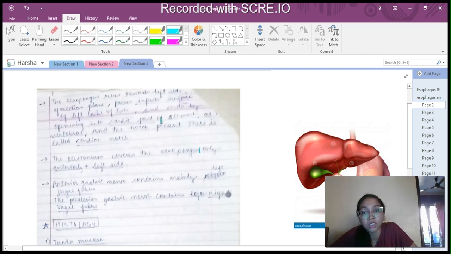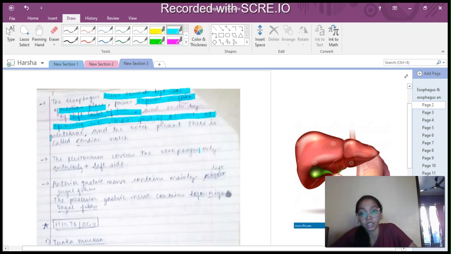Now the esophagus runs towards the left-hand side of the median plane, which we have seen earlier, and it passes onto the inferior surface of the left lobe of the liver. This is the left lobe of the liver, and this is the right lobe. So the esophagus passes on the inferior surface of the left lobe of the liver, and ends by opening into the cardiac part of the stomach at a vertebral level. Which vertebra is it lying at? It is lying at the T11 vertebra. It's not visible over here.